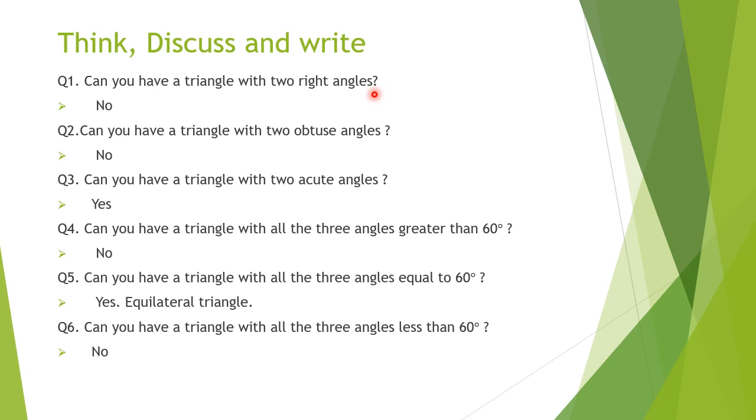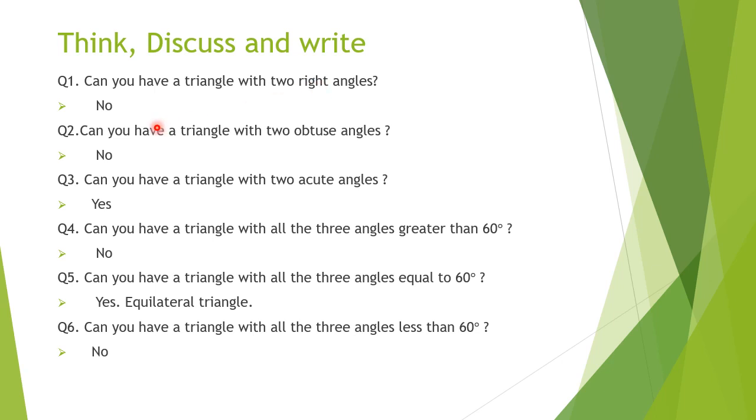So 0 degrees or any other measurement, if we get it for the third angle, that triangle will not obey the angle sum property of the triangle. That is, three angles adding, we get 180 degrees. So in this case it is not possible. So we cannot have a triangle with two right angles.